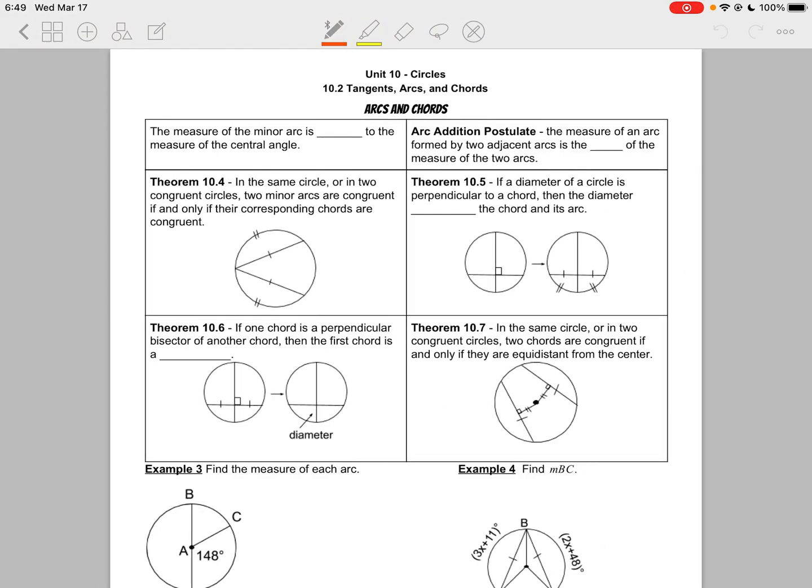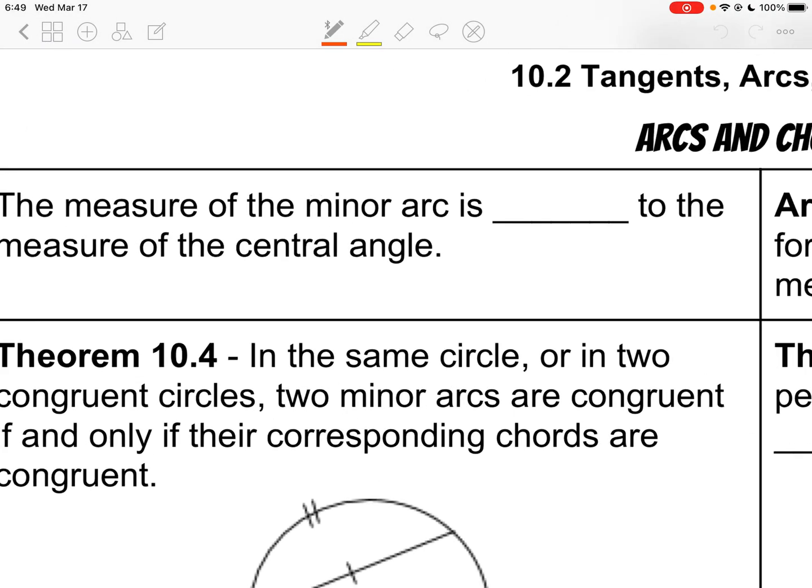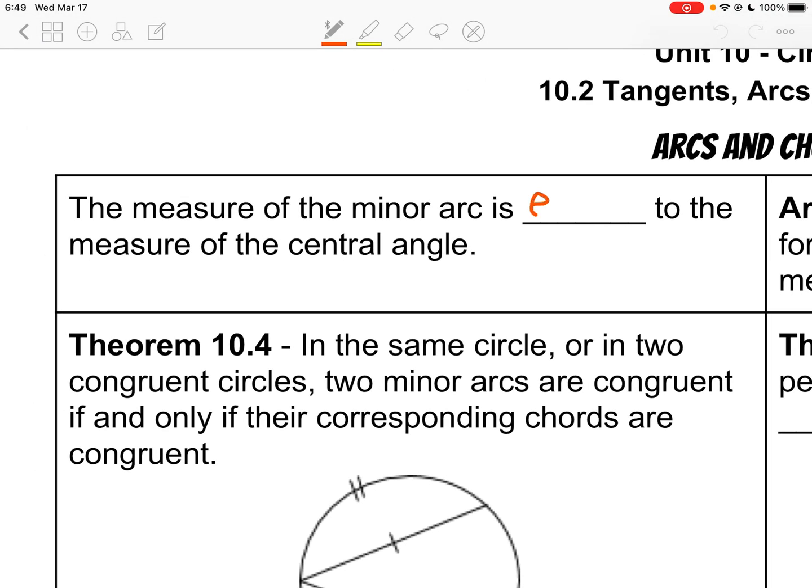All right, so let's look at some more theorems here. First, we're going to look at the relationship between the minor arc and the central angle. So the measure of the minor arc is equal to the measure of the central angle. So if we have an angle that comes from the center of the circle, that measurement is going to be the same measurement as the measure of that minor arc.